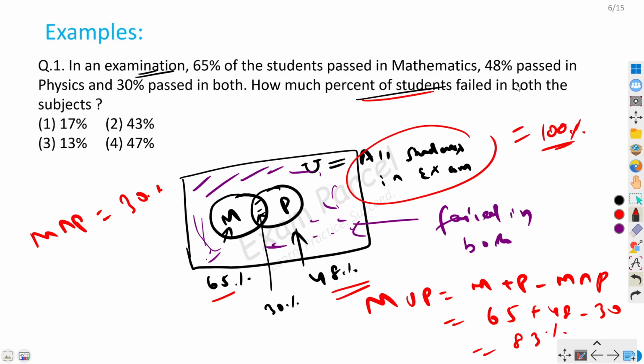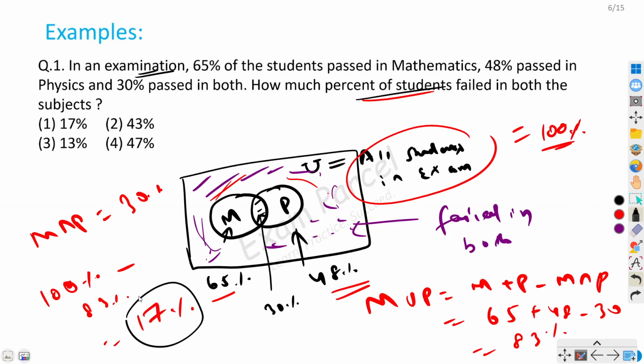So what percentage of students failed in both subjects? The remaining students, right? So 100% minus this portion, minus 83%, that would be 17%. So this outer area is 17%. And these two combined is 83%. So if we add them, 83 plus 17%, we will get 100% of our students, this total universal set. I hope you understood the concept here.